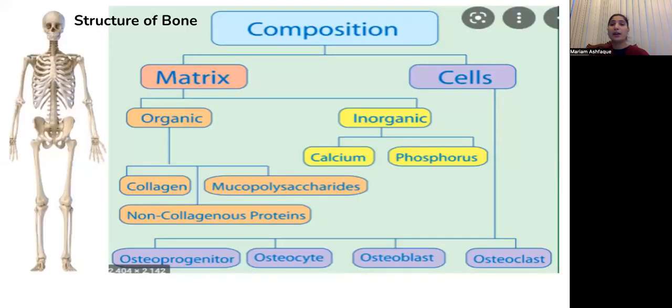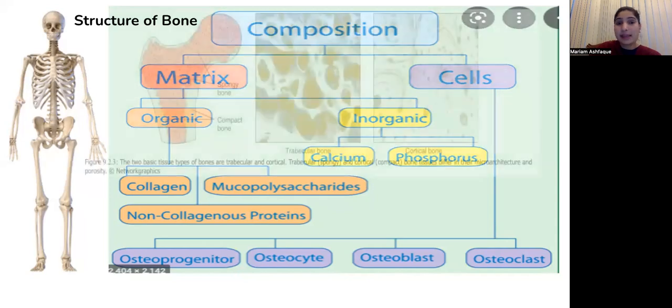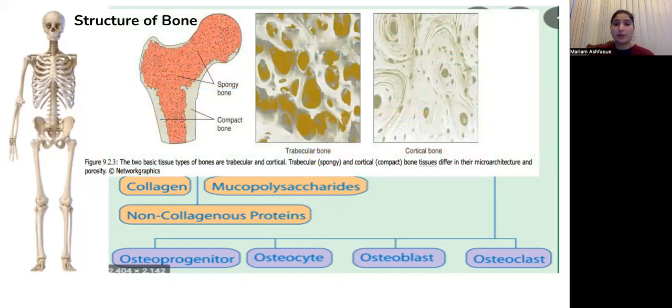To understand the pathogenesis, I'm going to give a quick overview of the bone. The bone structure is very complex. It mainly contains two tissues, the trabecular and the cortical. The cortical is the compact one. Outside, the trabecular is a spongy bone, and they differ in their microarchitecture and porosity.